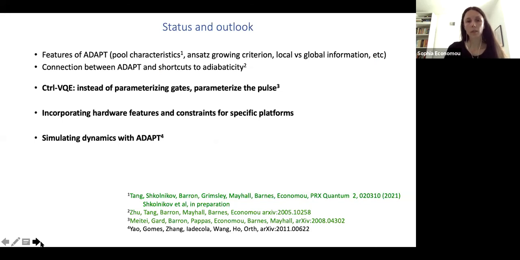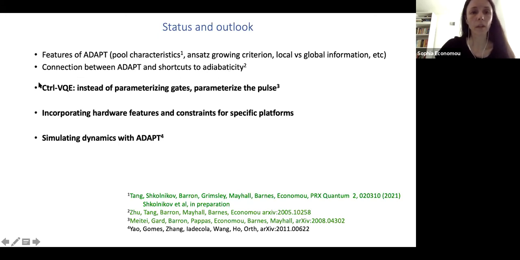We're now examining a lot of the mathematical features of the adapt algorithm, such as the pool, growing criterion, etc. There's a connection between QAOA, adapt QAOA, and shortcuts to adiabaticity, which is very interesting and I didn't have time to talk about. You can find it in our paper. And we're wondering if there are deeper connections between adapt and the concept of shortcuts to adiabaticity.